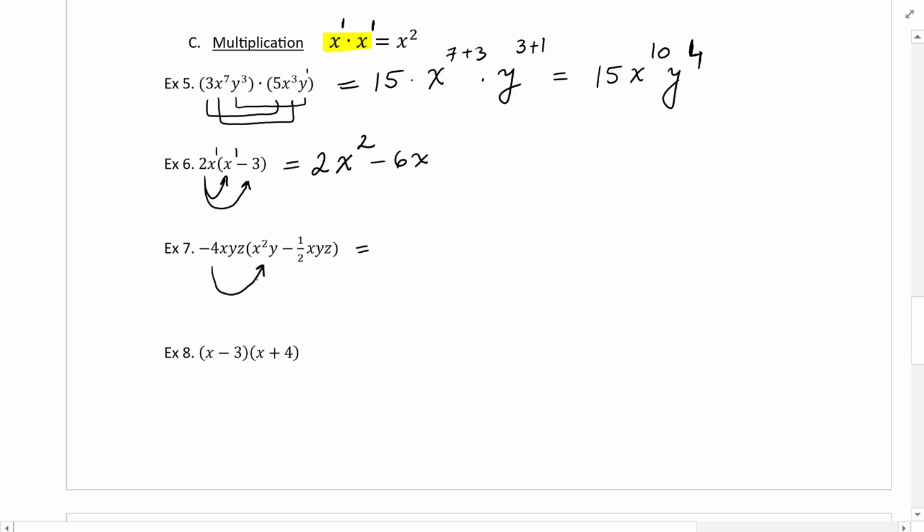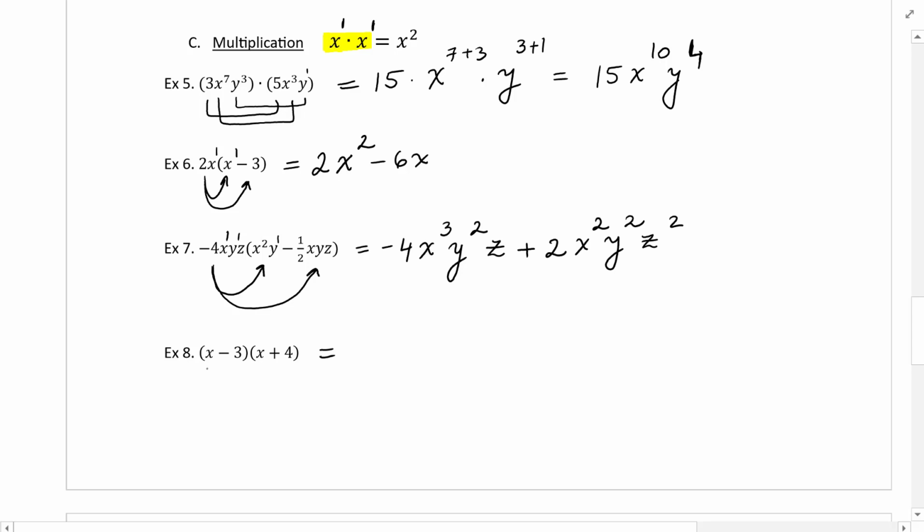The next problem. Negative 4xyz times x squared y. So negative 4, x to the first times x to the second, it's x to the third. Y to the first times y to the first, it's y to the second, and z. And then negative 4xyz times negative 1/2 xyz is plus, right? Negative times negative, positive. 4 times 1/2, it's 2. And then x times x, it's x to the second. Y times y, it's y to the second. And z times z, it's z to the second. Final answer.